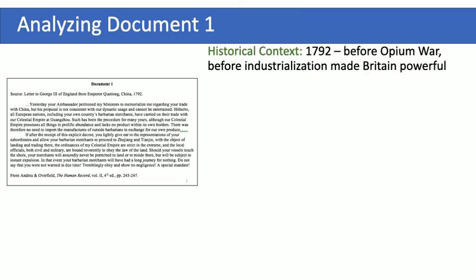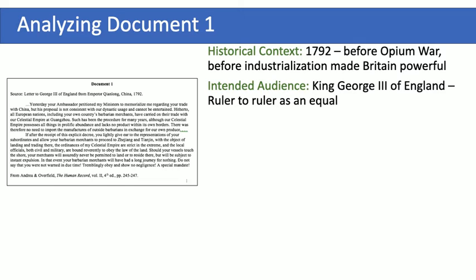If I'm analyzing historical context, I'm thinking, okay, this is 1792. It's before the Opium War. It's before industrialization made Britain powerful. So when I read the document, I'm going to see an emperor writing to a king who are on equal standing. The intended audience is King George III of England, so it's ruler to ruler.